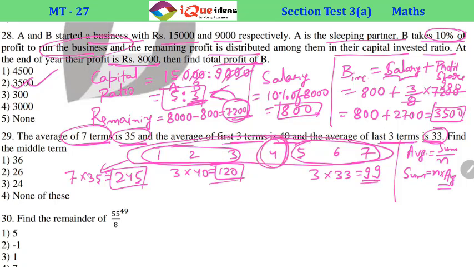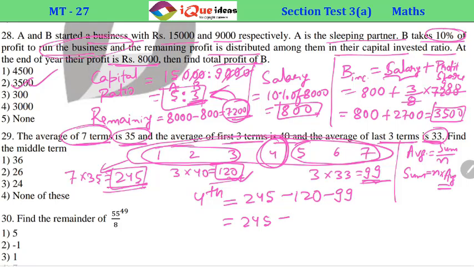Here the first 3 sum to 120 and the last 3 sum to 99. So the fourth number will be straight away equal to the total sum, that is 245, minus the first 3, that is 120, and the last 3, that is 99. Whatever difference we get will be the value of the fourth number, right? So 120 and 99 together is 219. 245 minus 219 is equal to 26. So the fourth value is 26. Look at the options. It is the second option that is the correct answer.